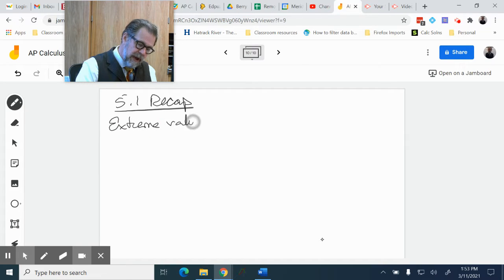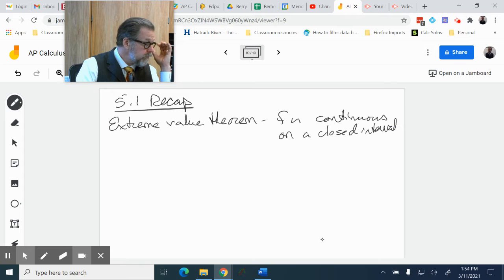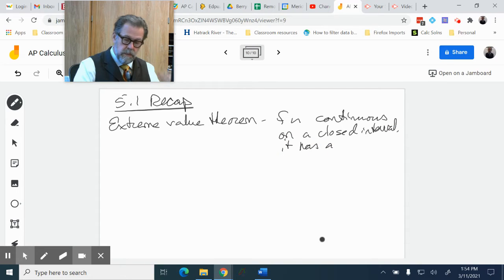The extreme value theorem says that if a function is continuous on a closed interval, it has a max and minimum value.